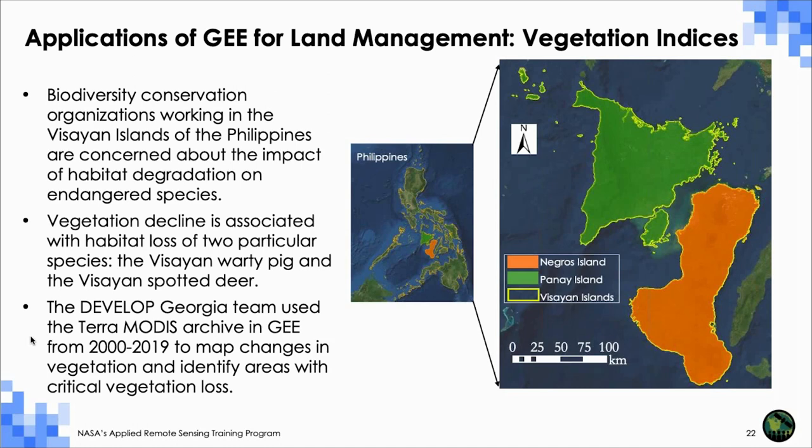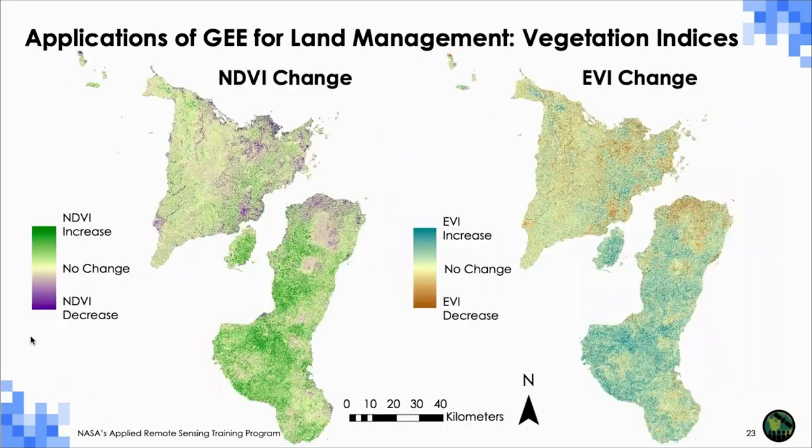So in an effort to map changes in vegetation, the Develop Georgia team used the Terra MODIS archive in Google Earth Engine from 2000 to 2019 to map vegetation indices that help to identify areas with critical vegetation loss. So here are their results. They used the Normalized Difference Vegetation Index, or NDVI, and the Enhanced Vegetation Index, or EVI, in GEE to map vegetation change from 2000 to 2019.